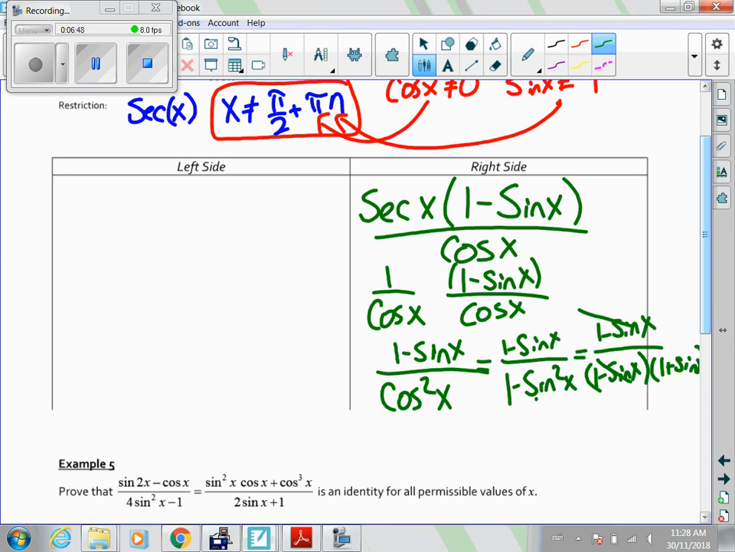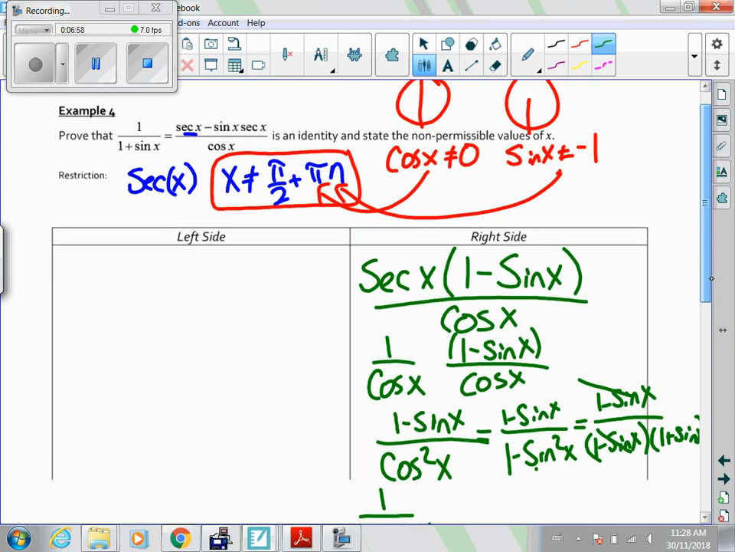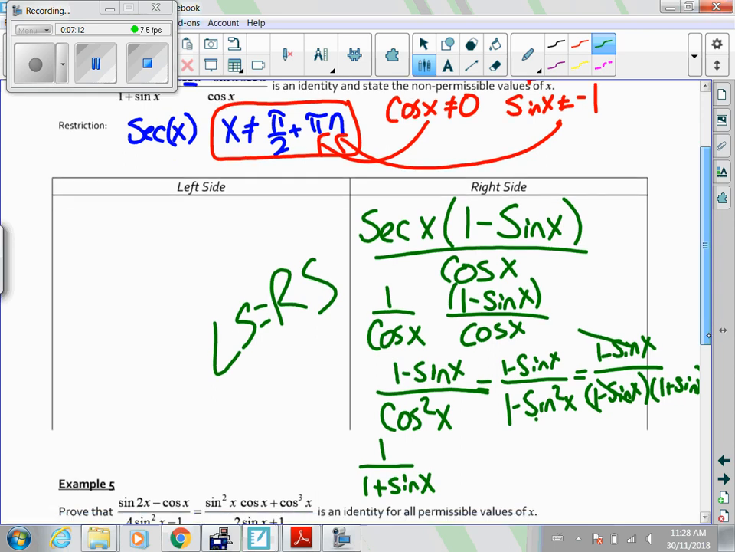So the 1 minus sine x's cancel. I'm left with 1 over 1 plus sine x. And hey, what do you know? Look, solved, proved, done, good to go. All right, moving on. Got to keep moving on. Left side equals right side, and we're ready to rock.